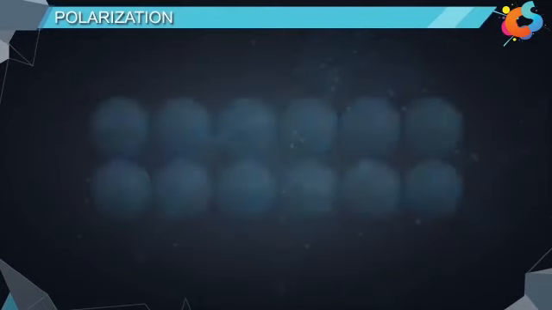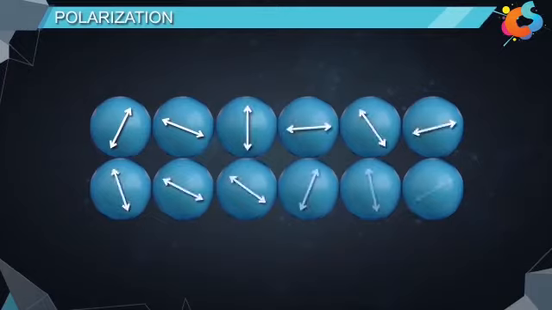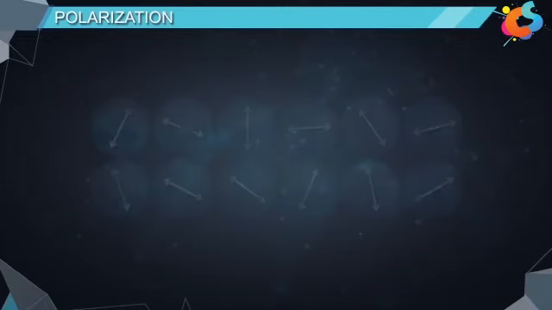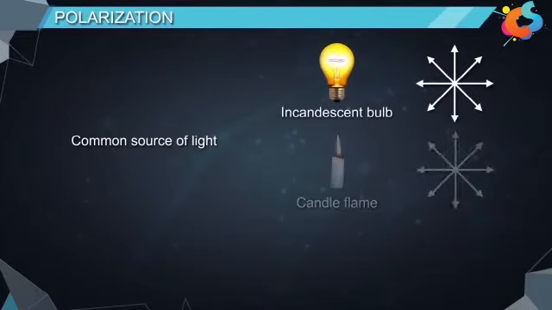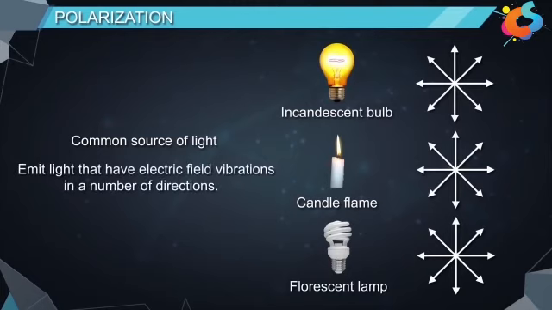We know that electromagnetic waves are produced by excited atoms. A particular atom may produce electric field vibrations in this direction. Its neighbor may produce vibrations in this direction. Similarly, different atoms of a material can produce vibrations in a variety of directions. Due to this, a common source of light like an incandescent bulb, candle flame, fluorescent lamp, etc. emit light that has electric field vibrations in a number of directions.